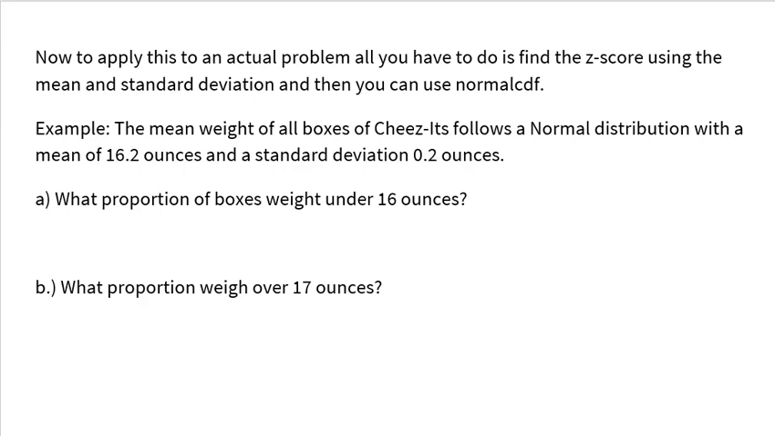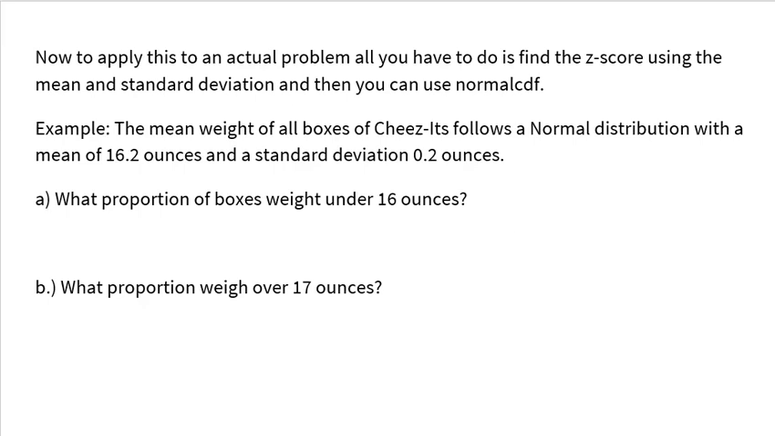Example. The mean weight of all boxes of Cheez-Its follows a normal distribution with a mean of 16.2 ounces and a standard deviation of 0.2 ounces. And this actually makes complete sense, right? Boxes of Cheez-Its should all be the same. But we know that nothing in the world is the same. Everything varies. So some boxes are going to weigh a little bit more, some a little bit less, but most boxes should be really close to that 16.2.